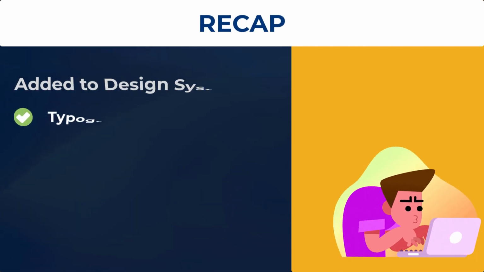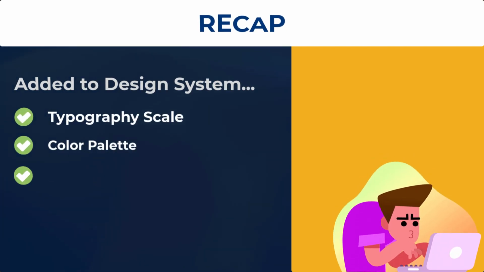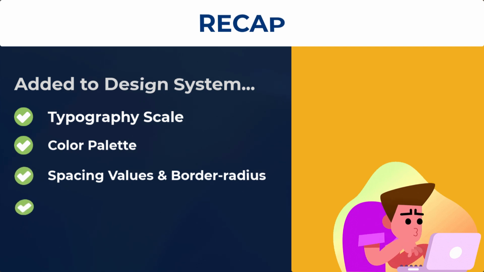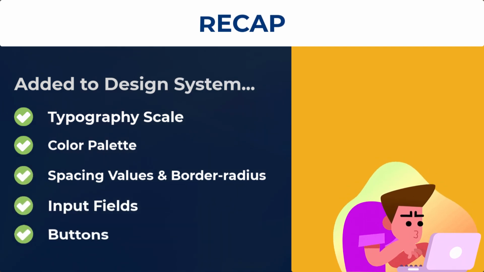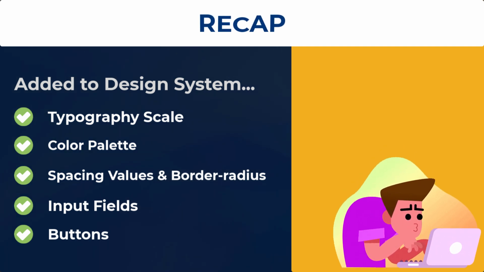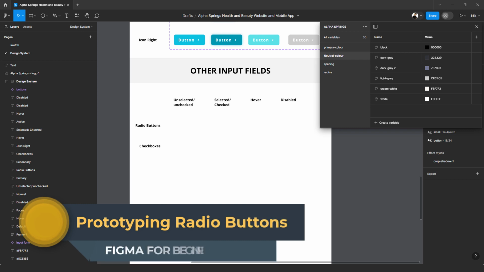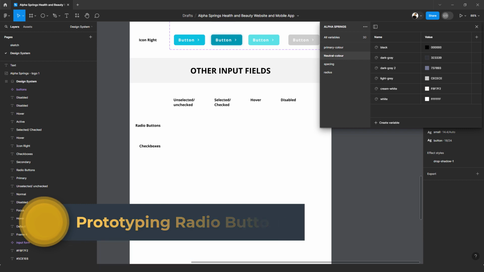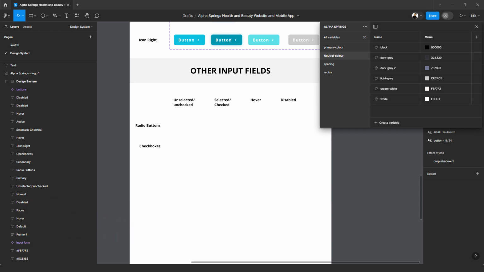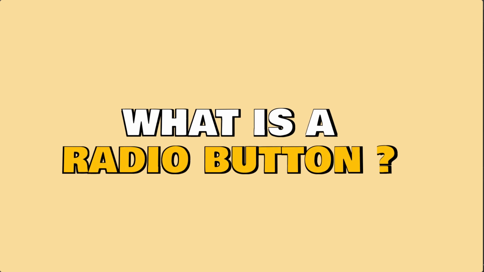From typography scale to color palette to spacing values, border radius, input fields, and finally to buttons, we've added all of that to our design system and we are almost set to get to the mobile app and the website. But today we're going to be touching on radio buttons, and in the next tutorial we're going to be touching on checkboxes. I'll be demonstrating how you can add radio buttons to your design system, and we're going to work on a little prototype and test it out to see how it actually works when you try to interact with the radio button. Before we get to that, what exactly are radio buttons?